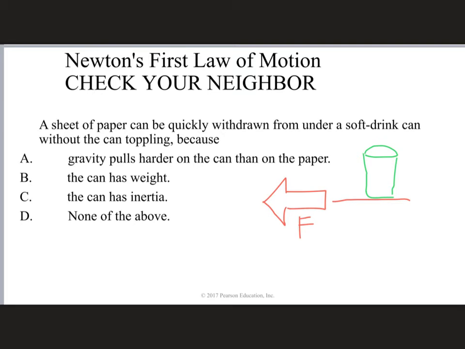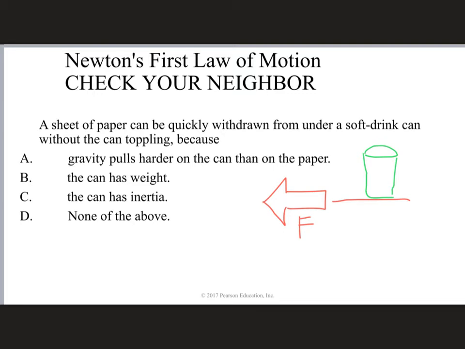And so our options are that the gravity is pulling harder on the can than the paper, that the can has weight, that the can has inertia, or none of the above. So gravity pulls on the can harder than the paper. Well, I think if you've had a can of Mountain Dew, you know that it probably weighs more than a piece of paper, so that's probably not the right answer. The can has weight. It is true that the can has weight, but that's not why it doesn't topple. The can has inertia. I think you know that's the right answer.